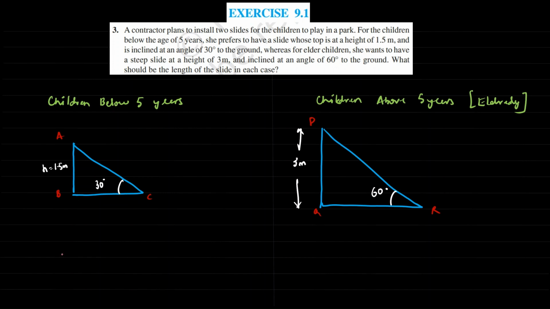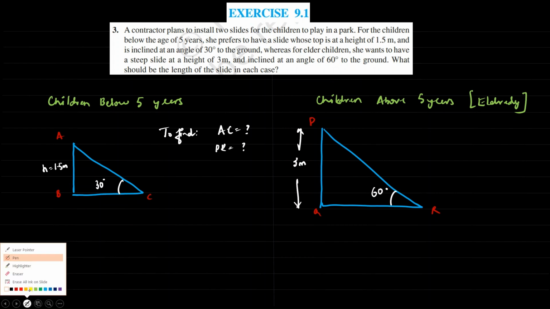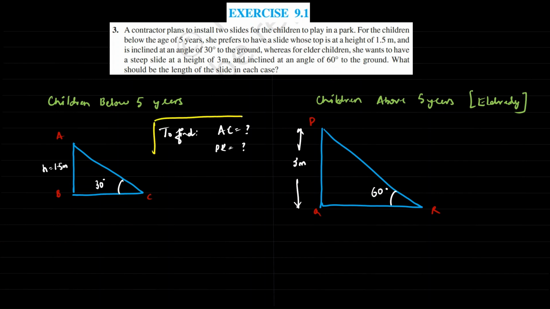What do we need to find out? We need to find out the length of the slide, right? So let me send out to find the value of AC, right, and the value of PR. This is what we need to find out, isn't it? Okay, and let me put a box around it.